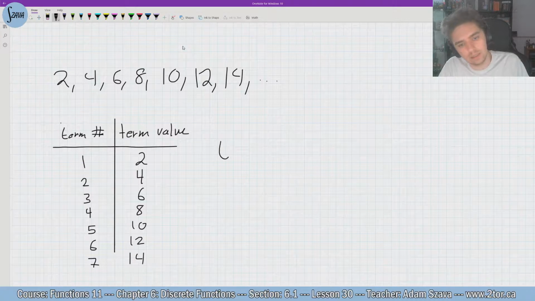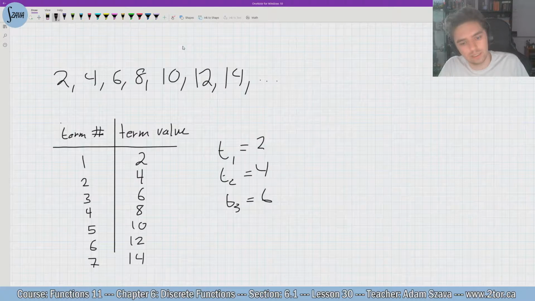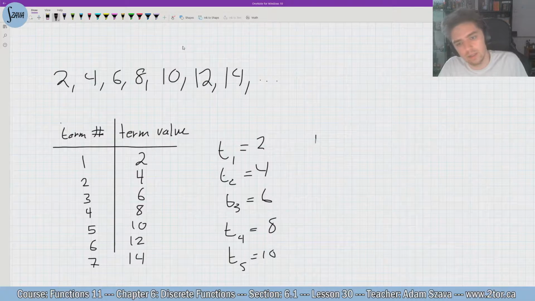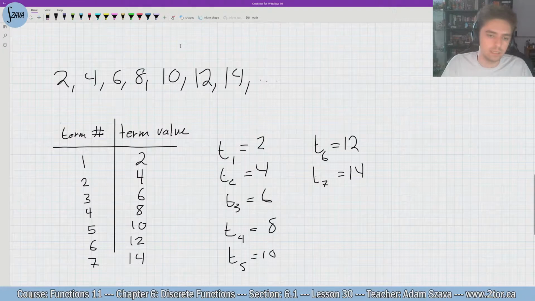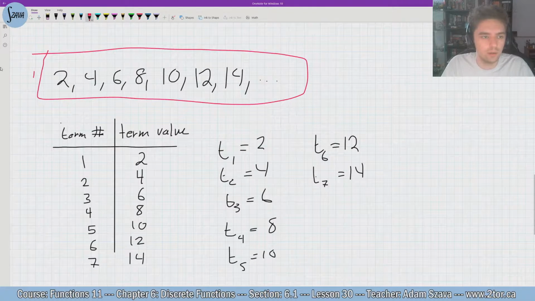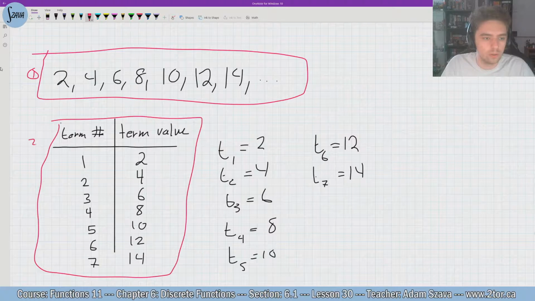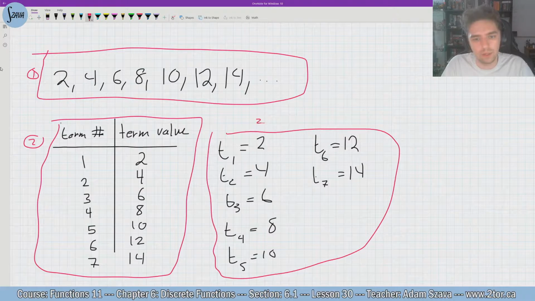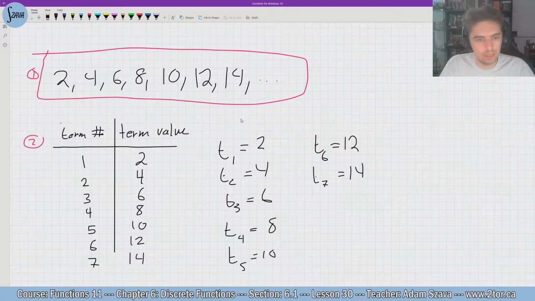We could write this equally as T1 equals 2, T2 equals 4, T3 equals 6, T4 equals 8, T5 equals 10, T6 equals 12, and T7 equals 14. These mean the same thing. So essentially, these are 3 different ways to represent the same sequence: as the actual sequence, as a table of values, or as just a list of terms that we know.